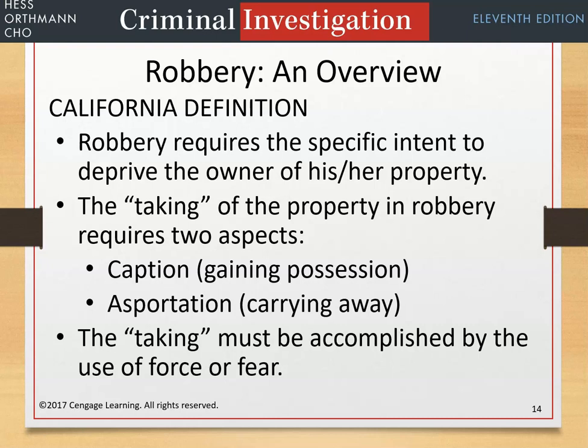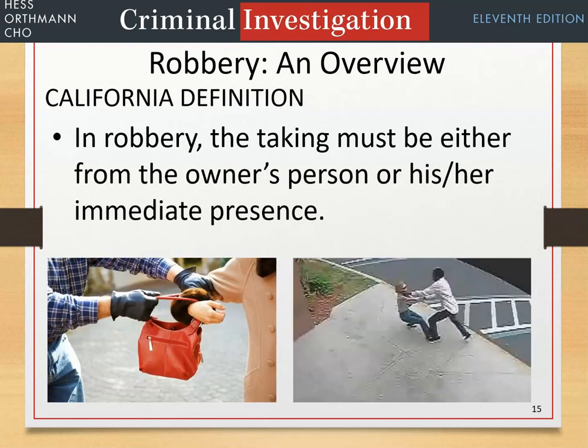Robbery is going to require the specific intent to deprive the owner of their property. And the taking of the property in robbery is going to require two things. One is called caption, which means gaining possession of that property. And two is asportation, and that's the actual physical carrying away of the property. So this taking part must be accomplished by the use of force or fear in order to meet the standard or the elements for robbery in California.